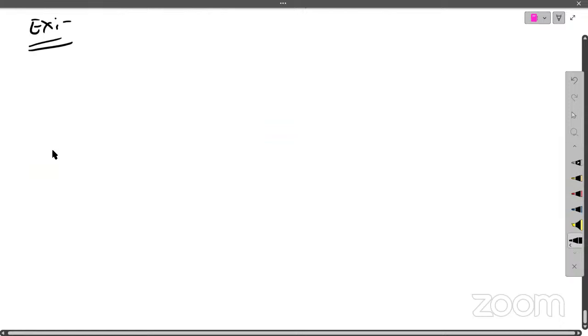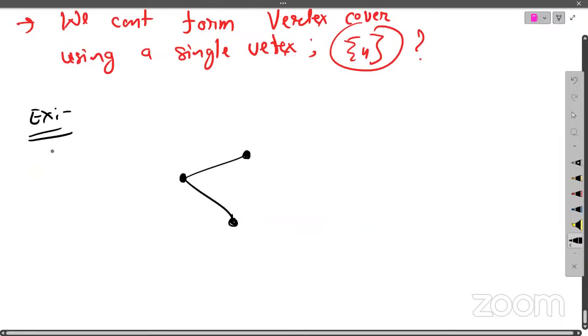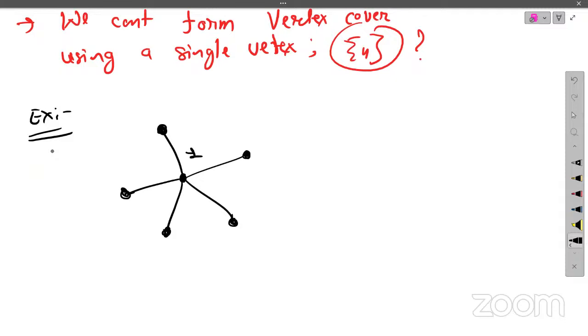Okay, so now, for example, suppose I have this. Ma'am, a small doubt. Yes. Can you please explain that again, that if we have a vertex in the center and it is connected to all other vertices? Yes, I'm coming to this example. So suppose we have such a graph. Suppose I have vertices 1, 2, 3, 4, 5, 6. Now here, what is the minimum number of vertices we need to form a vertex cover? What will be your answer?